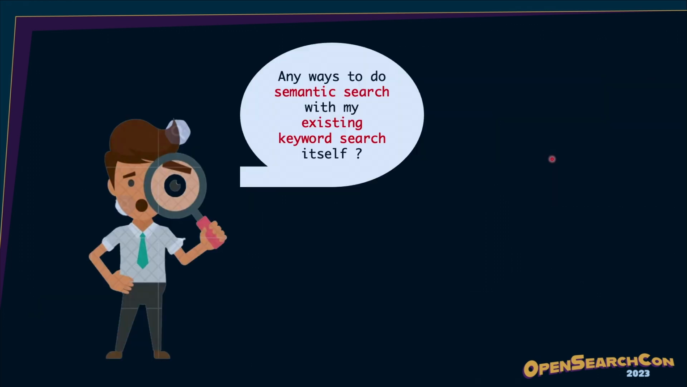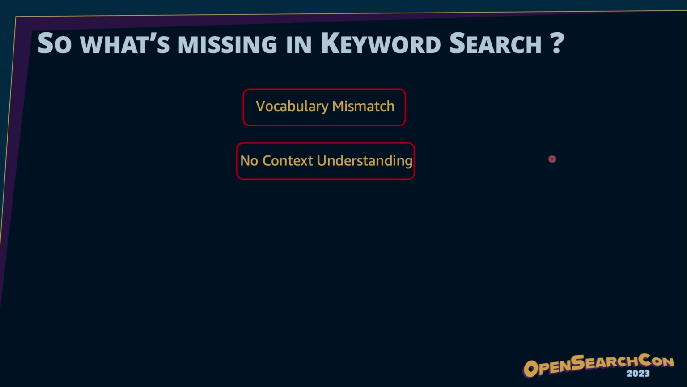Okay, so now Mike, along with us, is wondering, why don't we use the existing keyword search itself to do semantic search? Is it possible? That's what Mike is going to explore along with us. So first of all, to make keyword search work as a semantic search, we should see what's missing in the keyword search. These are the two things that keyword search suffers from, and this is the same thing that we covered in the initial comparison of keyword search versus vector search.